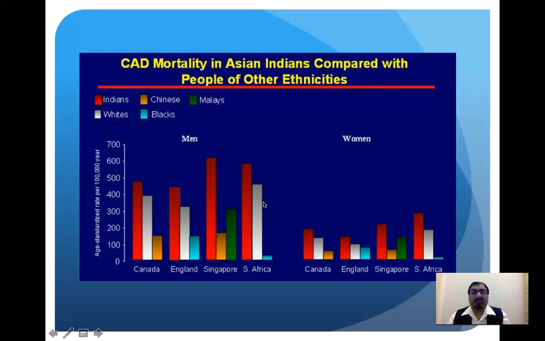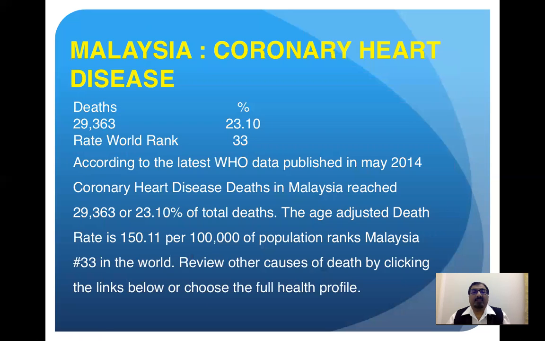If you look at the CAD mortality in Asian Indians compared with people of other ethnicities, Indians have more coronary artery disease compared to Chinese and Malay. This data is from Malaysia. You can imagine why Indians have this, maybe their habitat, but it is also postulated that their coronary artery lumen is narrower as compared to Malay and Chinese. That is one of the reasons given for this disease being more prevalent in Indians.